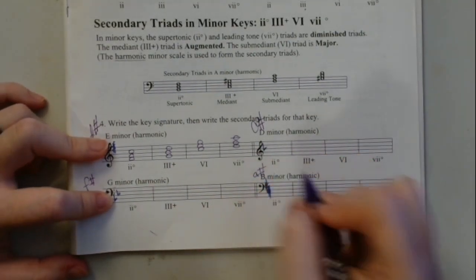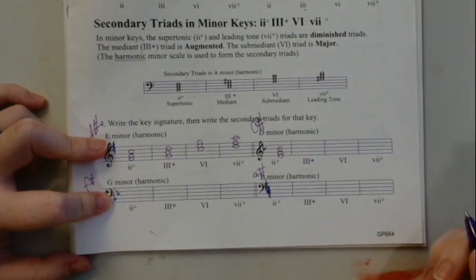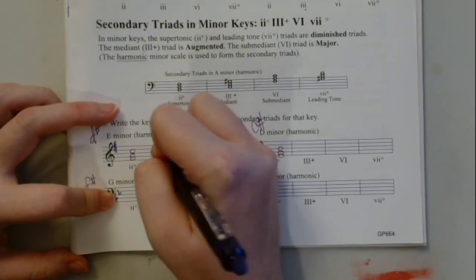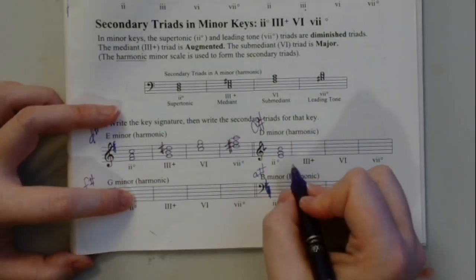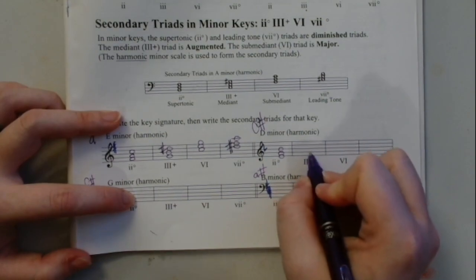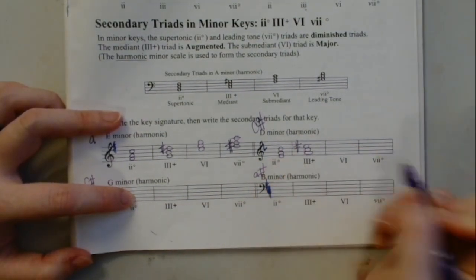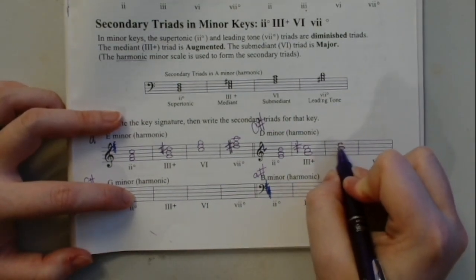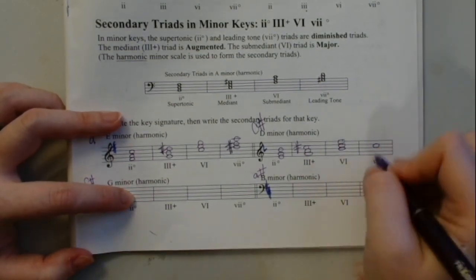For D minor, your 2nd scale degree is E, G, B flat. Oh, guess what I forgot to do? Add in my accidentals for the D. Your 3rd scale degree for D minor is F. And there's my C sharp there. Your 6th is B flat. And your 7th is C sharp.